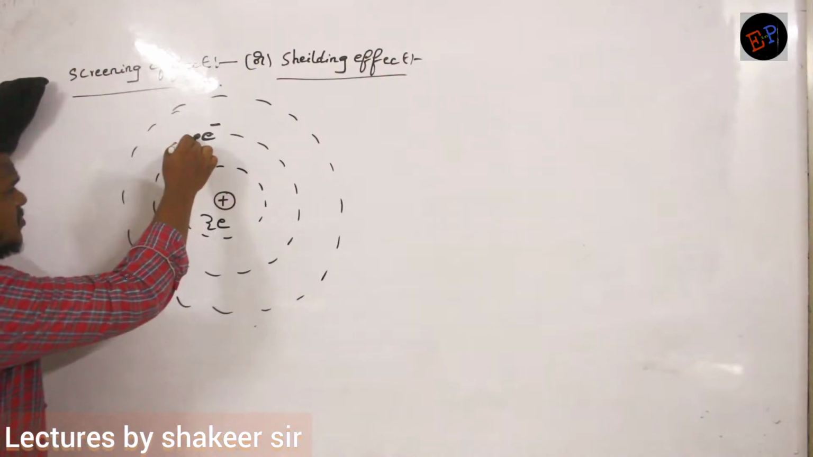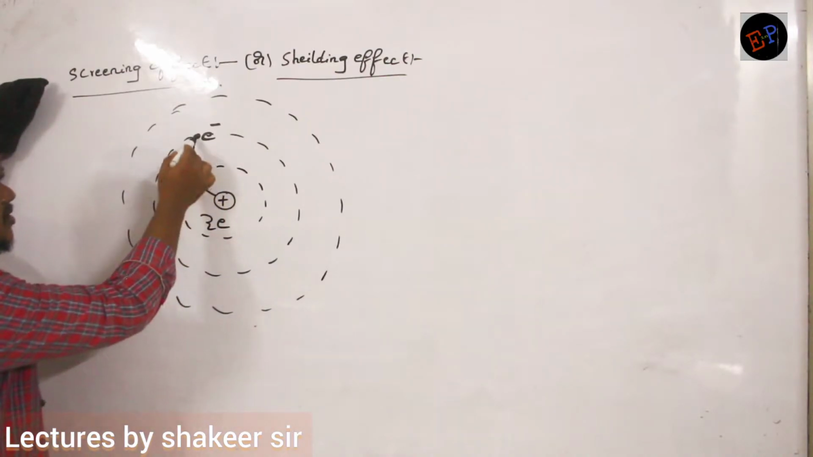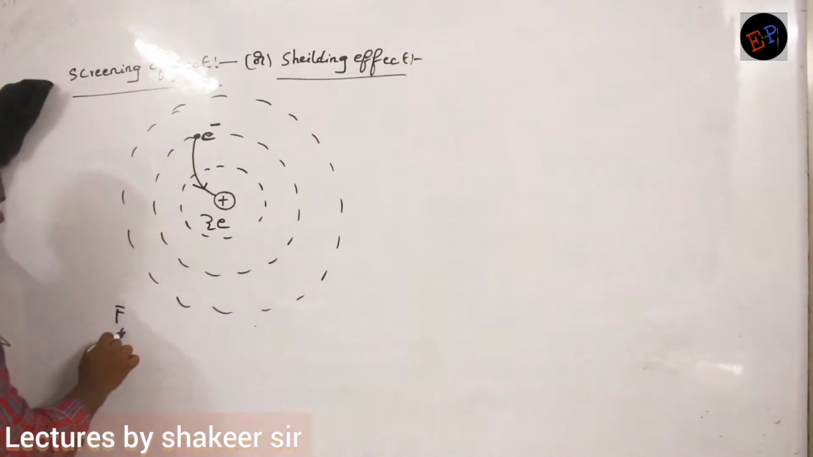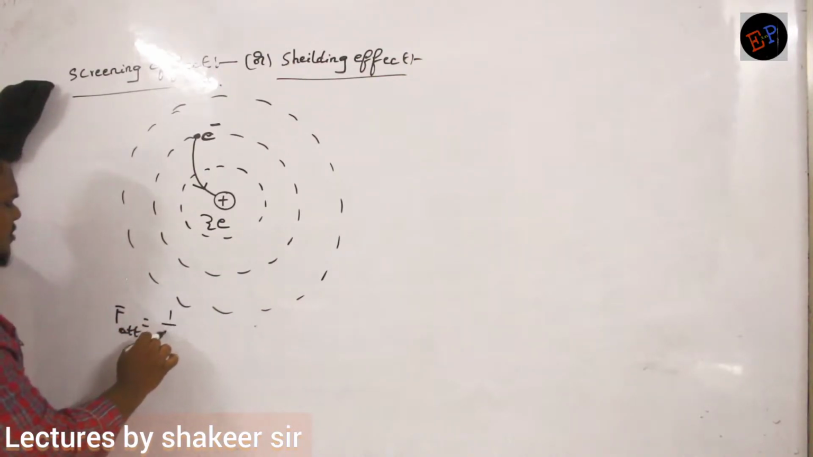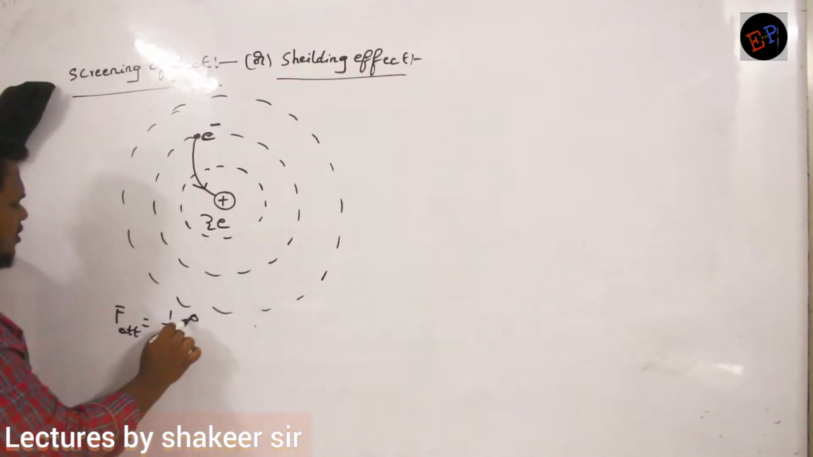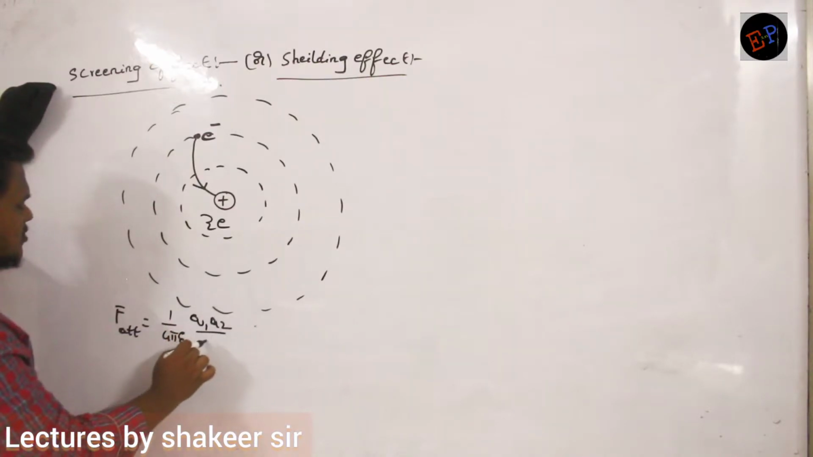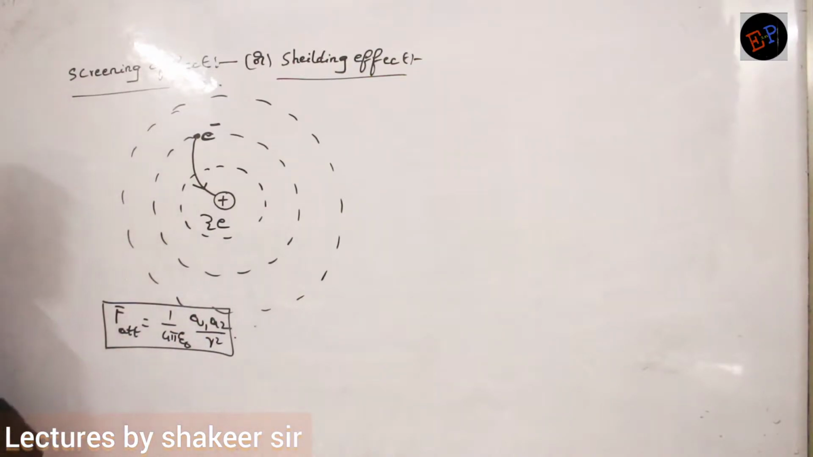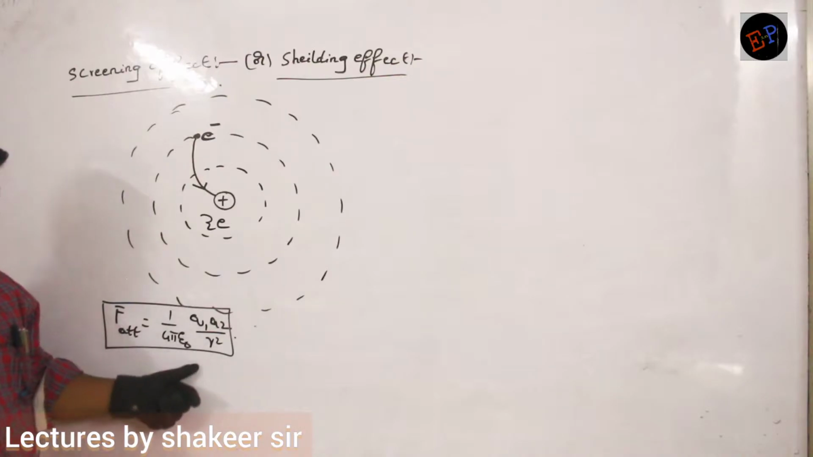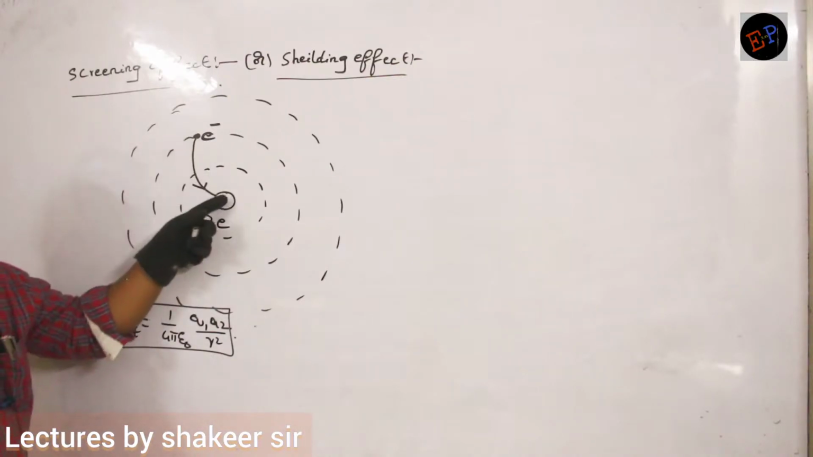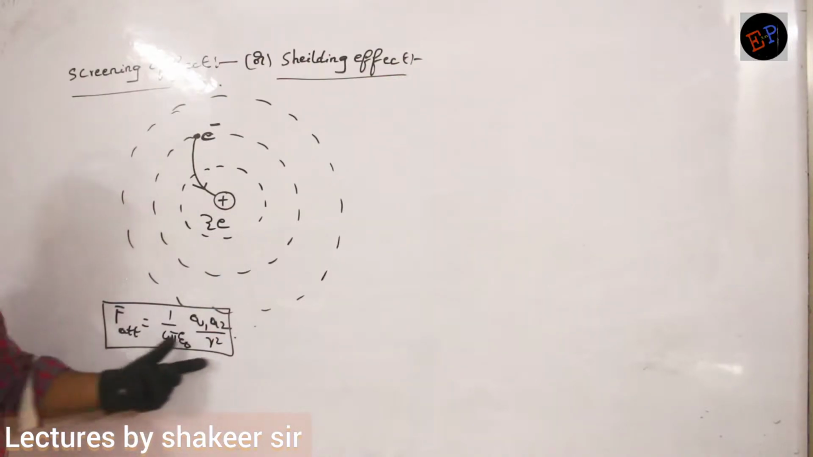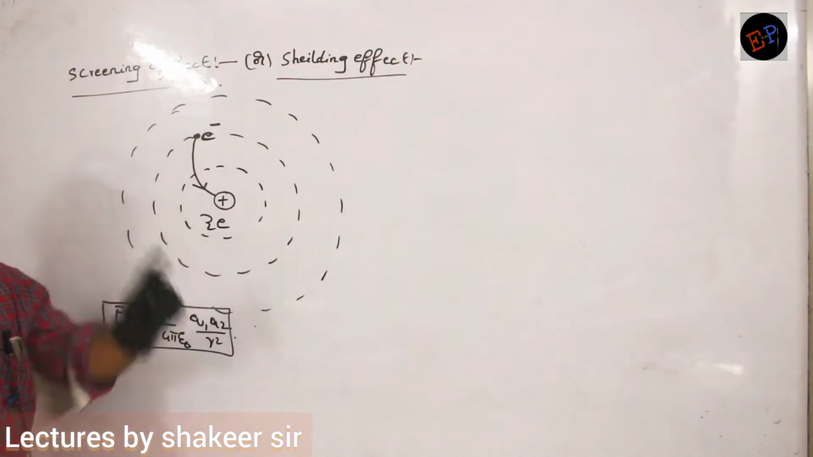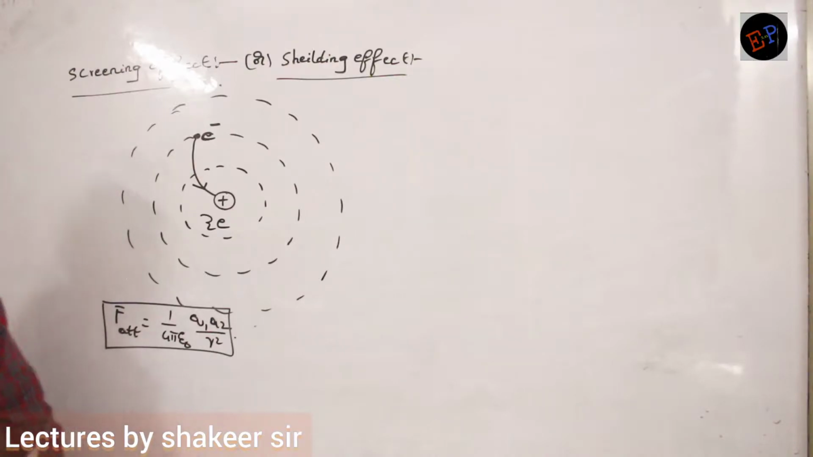Then what is the force of attraction on this electron because of this nucleus? The force of attraction will be F = 1/(4πε₀) Q1Q2/R². This law we call Coulomb's law in electrostatics. So this is the formula for the force of attraction between two charged particles, and this is the formula to calculate the force of attraction between an electron and a nucleus. Are you able to understand?